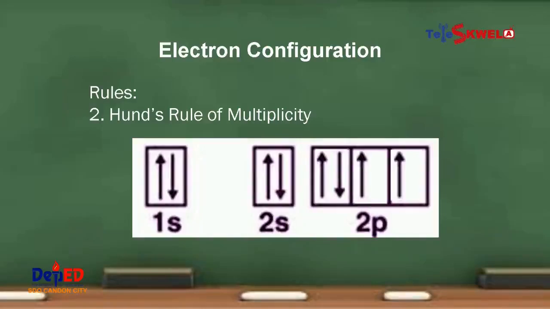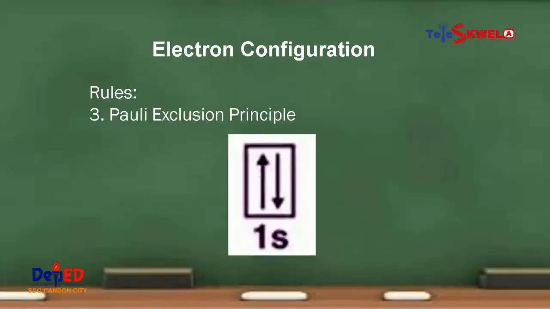What about the third rule? Excellent! Electrons occupying the same orbitals must have opposite spins. This is known as the Pauli exclusion principle. Good job! Now let's proceed with the quantum mechanical model of the atom.